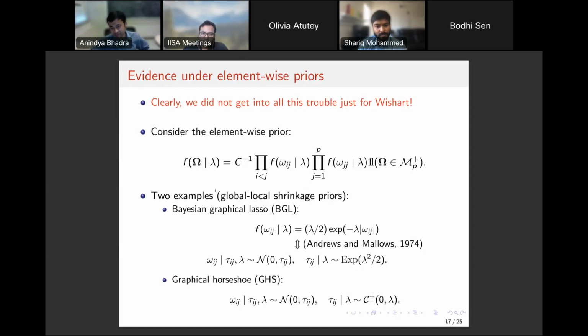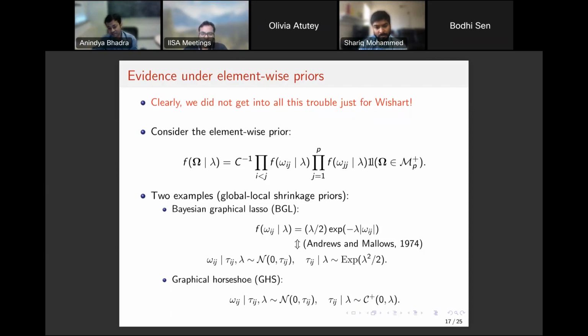Two examples of this type of priors have recently become very popular. One is the Bayesian graphical lasso, whose sampling method inspired our approach, which puts a double exponential prior on the ijth element, the off-diagonal elements. So it's a sparsity-inducing double exponential prior, which has a normal scale mixture representation by the classic result of Andrews and Mallows, meaning if marginally omega ij is a double exponential, then you can bring in some latent variable tau ij, conditional on tau ij, it's a normal, and tau ij is an exponential. All right, so that's the scale mixture representation of the double exponential.